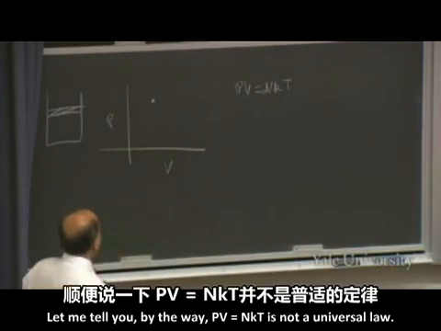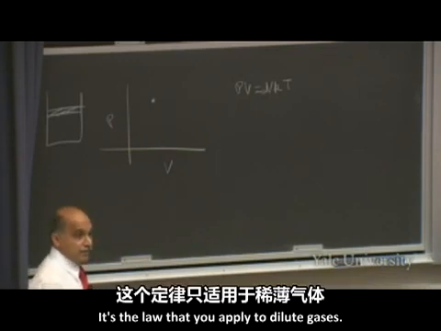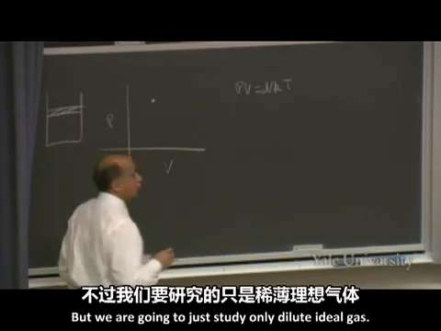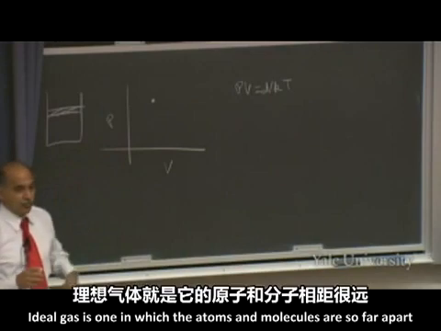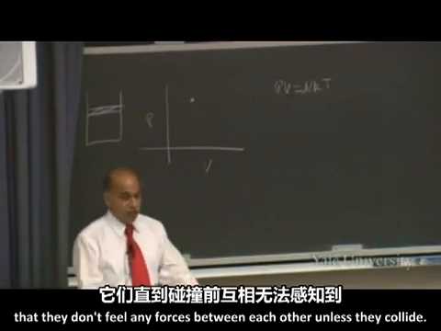Let me tell you, by the way, PV equals NkT is not a universal law. It's a law that you apply to dilute gases. But we are going to study only the dilute ideal gas. An ideal gas is one in which the atoms and molecules are so far apart that they don't feel any forces between each other unless they collide.